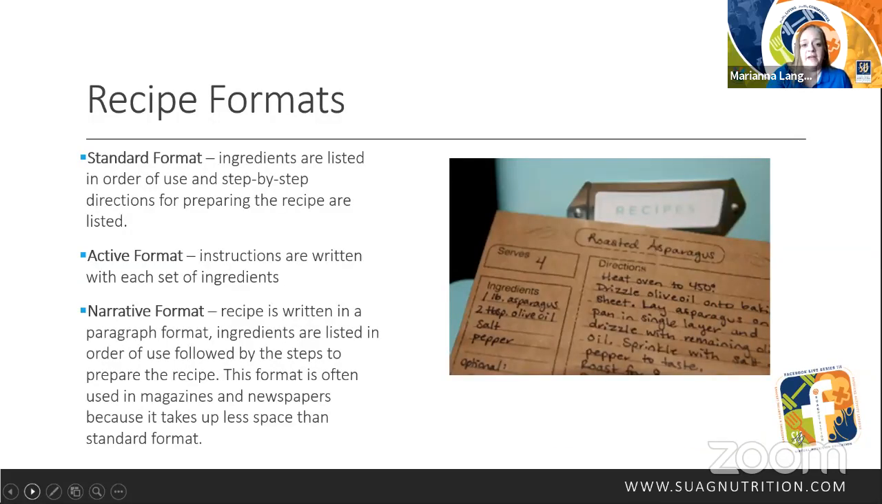The standard format, ingredients are listed in the order of use, and then your step-by-step instructions are listed below those. Active format, the instructions are written with each set of ingredients. That would mean that it would give you a set of ingredients and then put the instructions right below those, and it would continue that way through the whole recipe. The narrative format, the recipe is going to be written in a paragraph format. Ingredients are listed in order of use, followed by the steps used to prepare the recipe. This format is often used in magazines and newspapers because it takes up less space than your standard format.